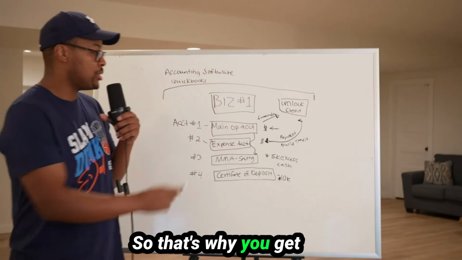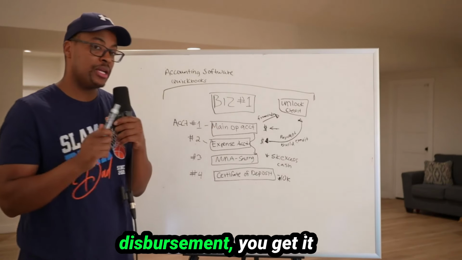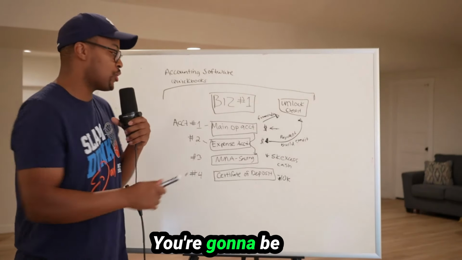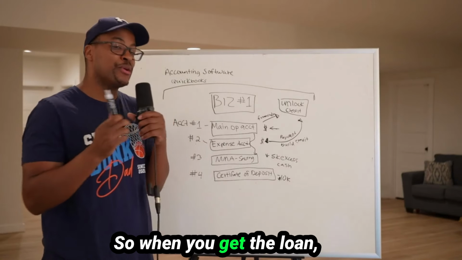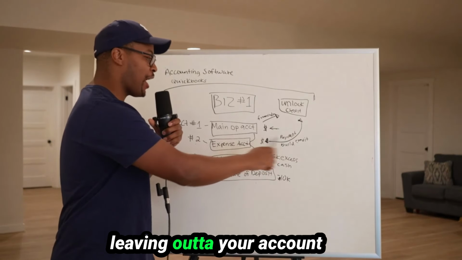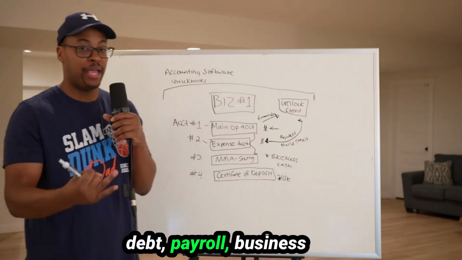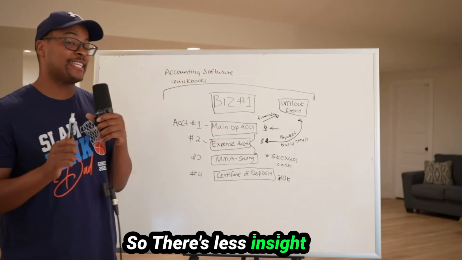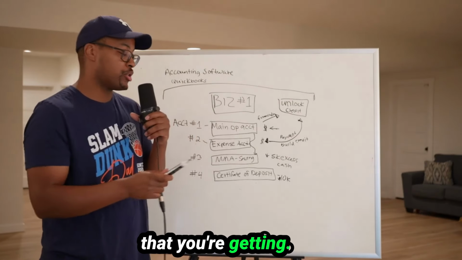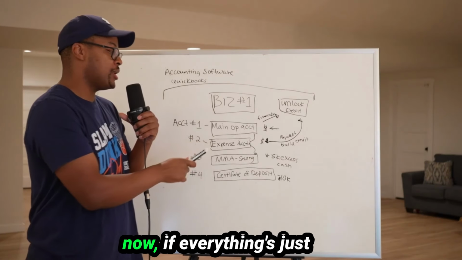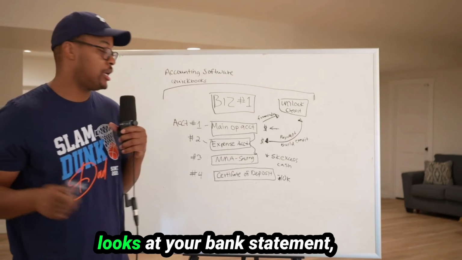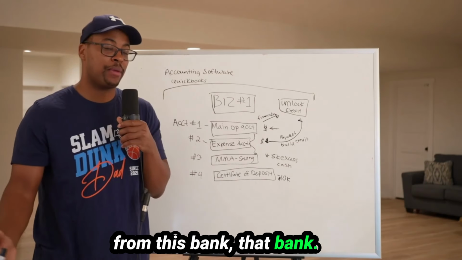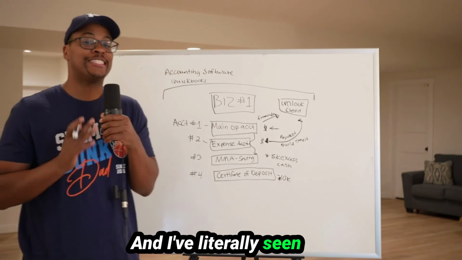So that's why you get underwritten on this account, but when you get a disbursement, you get it into this one, because whatever loan that you're taking out, you're going to be paying something off. So when you get the loan, the money's going to be leaving out of your account anyways to either pay off debt, payroll, business expenses, stuff like that. So there's less insight into what loans that you're getting if you have this separated. Now, if everything's just flowing together, the underwriter looks at your bank statement, your main operating account, they're saying, oh, you just got money from this bank, that bank, we're going to deny you. And I've literally seen that with clients.